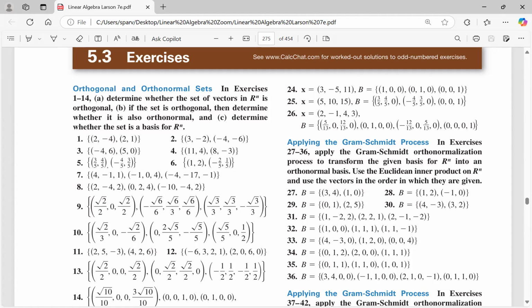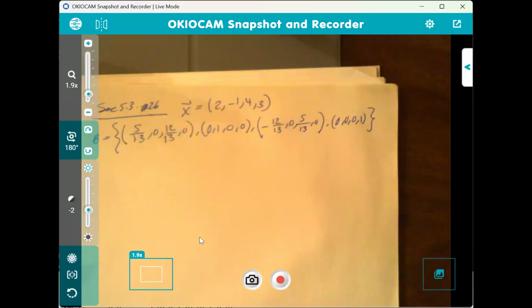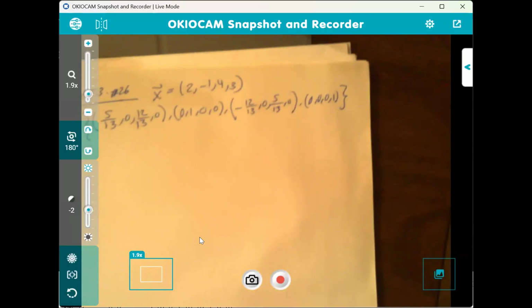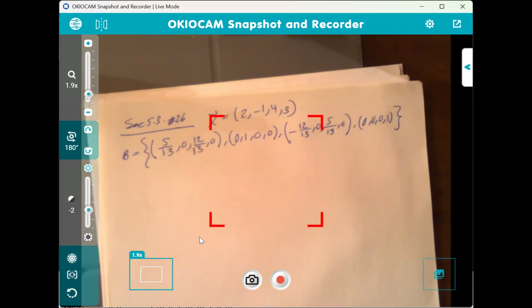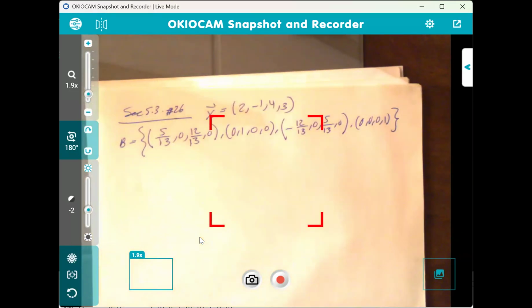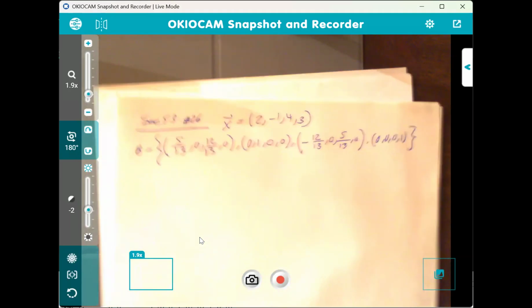Okay, so I copied the problem and let me switch to my notepad. There you go. And let's see, change the lighting here if I can. Good. So it's a little brighter.